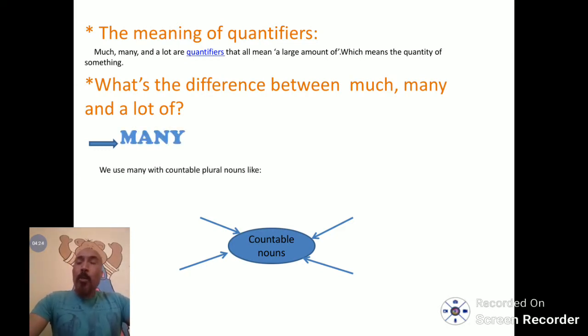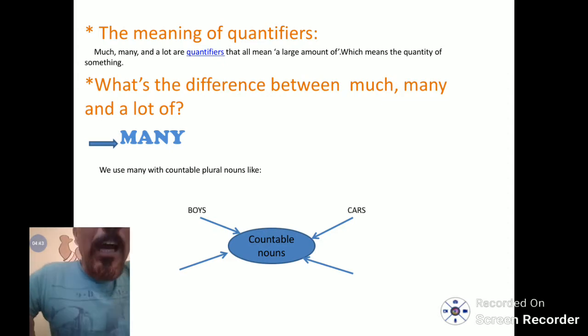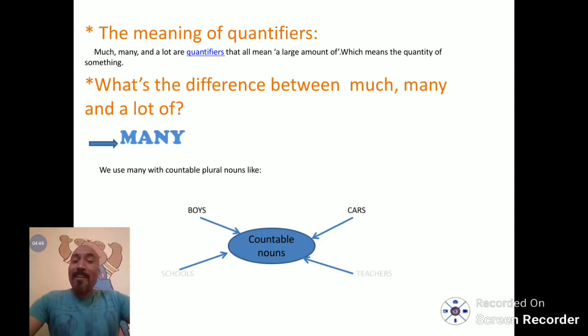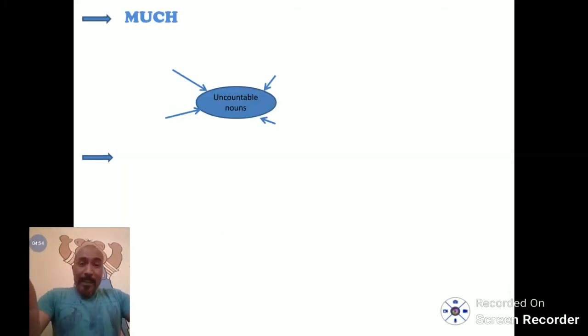Many, we use many with countable nouns. Every one of you is going to ask a question: what does countable mean? We have seen countable and uncountable nouns in advance. Countable nouns are like boys, cars, schools, and teachers. Uncountable is something that we can't count.